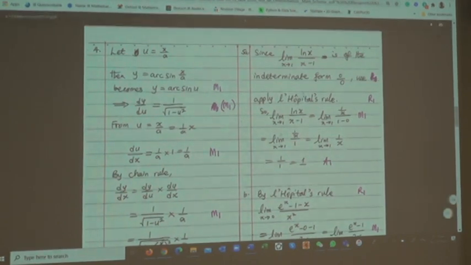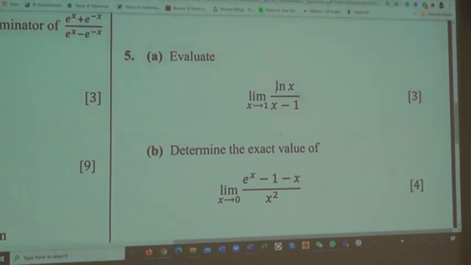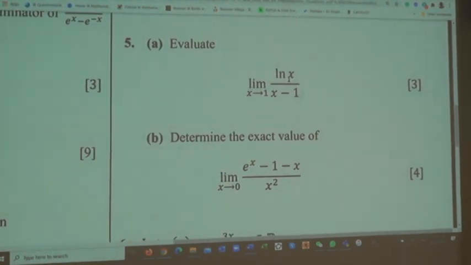Understand? So quickly, number 5, evaluate this limit. This is something we did in the class. Now there's a misconception again when applying L'Hopital's rule. I still don't know how people apply L'Hopital's rule and end up getting products. 2 people did that.